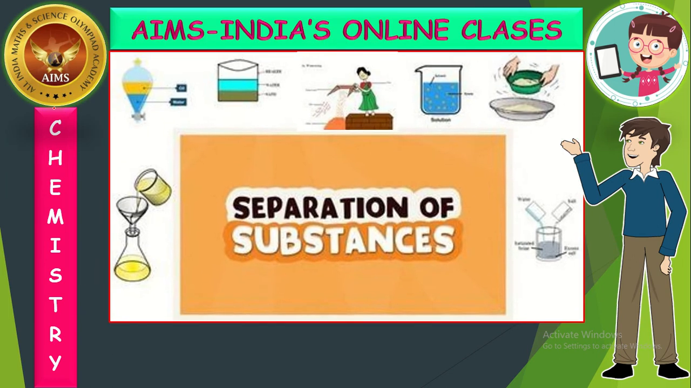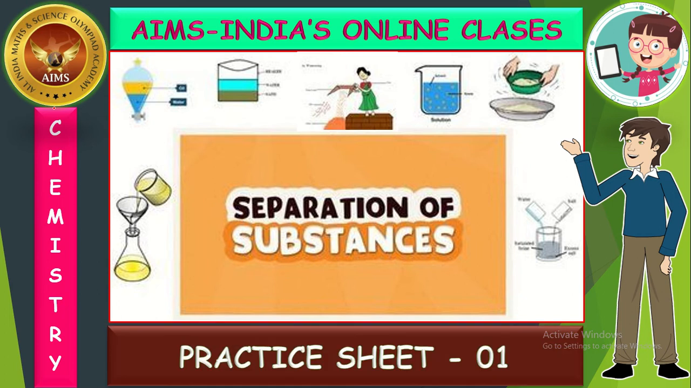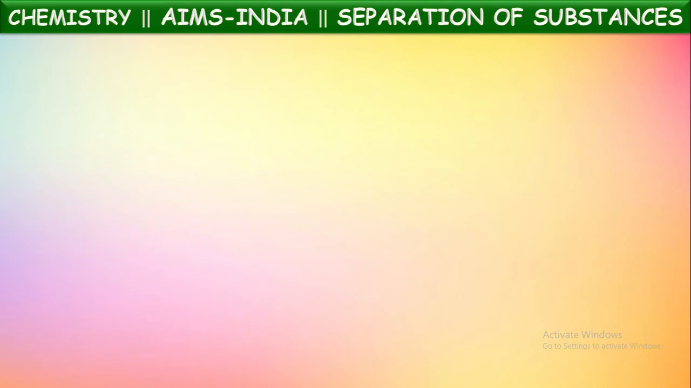This is a chemistry session. In this, we are discussing the chapter Separation of Substances. In this session, we are going to discuss the practice sheet related to this chapter. In this practice sheet 1, we are going to see conceptual understanding questions and single correct answer type questions, which all contain one correct answer. So, read the question and answer carefully and select the correct answer.